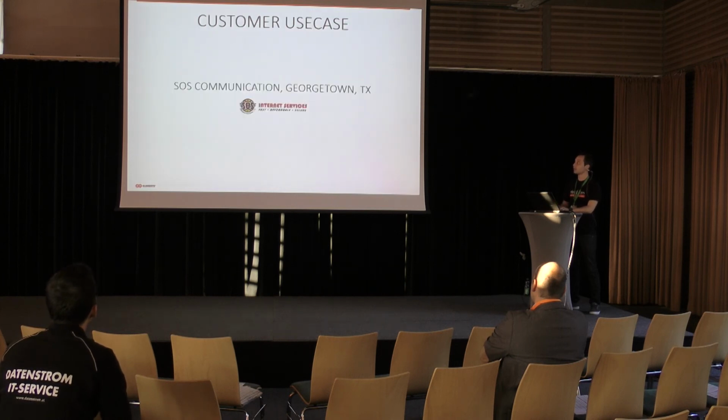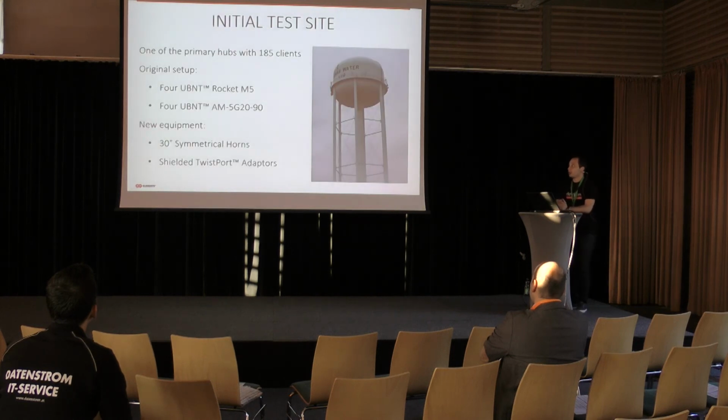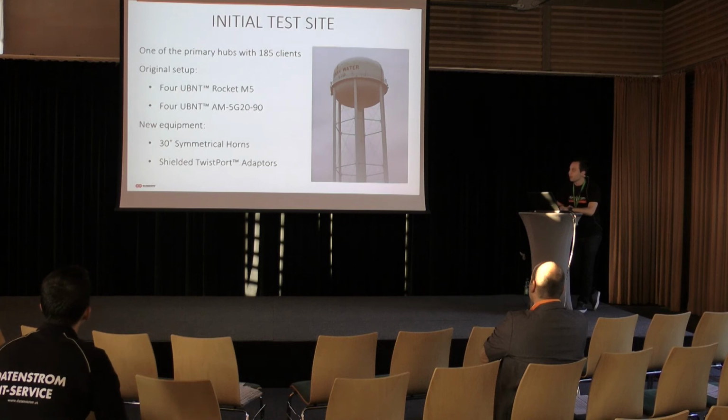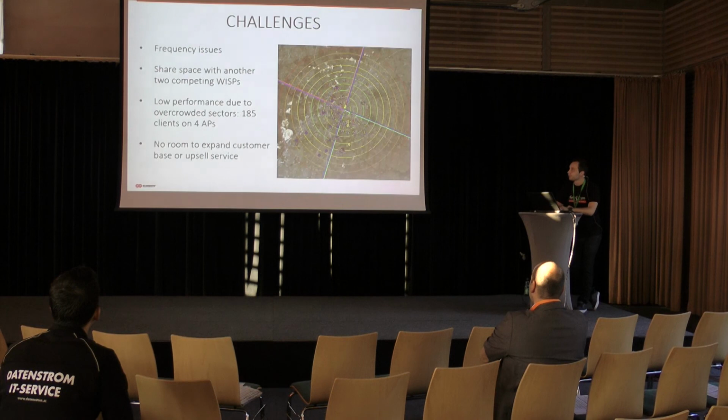So this is the customer use case that I told you about before. This guy had the original setup of 4 UBNT antennas, but actually he had a problem because these sectors were already overcrowded and he didn't have any space for new APs to bring new clients on board. So that's why he went for 30-degree symmetrical horns with shielded twist port adapters.